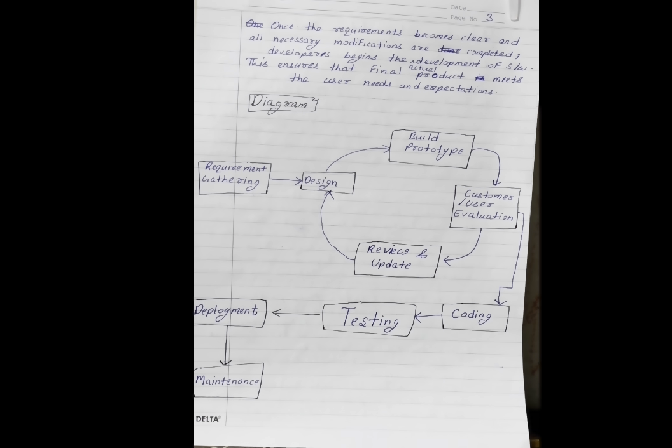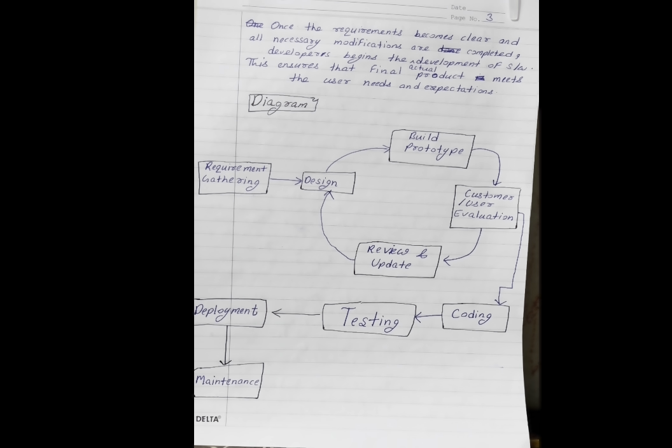Next is testing. After coding is completed, the software is tested to identify errors, bugs, and defects, and different testing methods are used to verify that the software works correctly and satisfies all the requirements. This testing helps in improving the reliability, quality, and performance of the software and ensures that the system functions correctly.